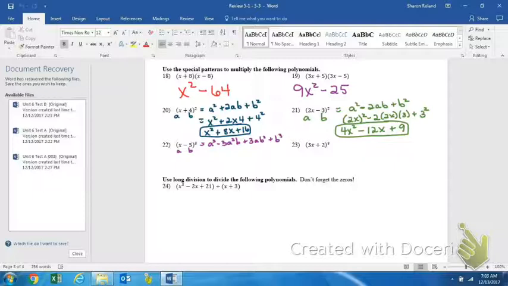So I'm not writing a's anymore. Instead of a to the third, it's going to be x to the third minus 3 x squared, b is 5, plus 3x, b is 5, so that's 5 squared, plus 5 to the third. So your answer is x to the third minus 3 times 5 is 15, x squared, plus 3 times 25, because 5 squared is 25, is 75x, plus 125.